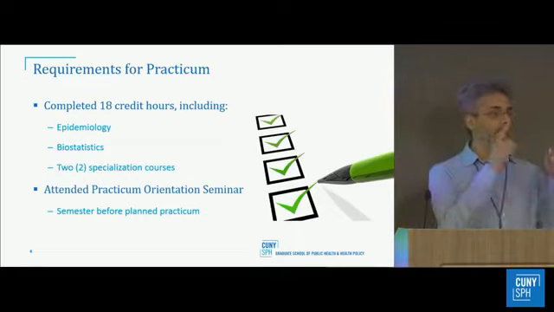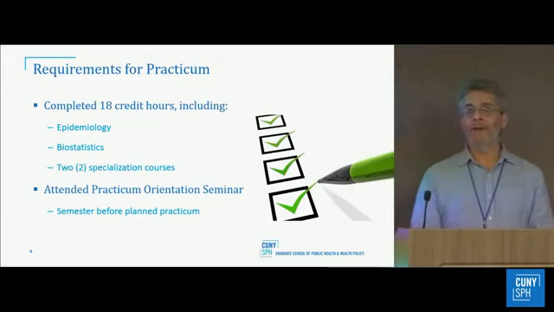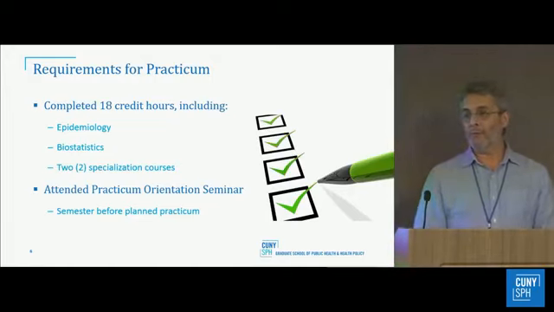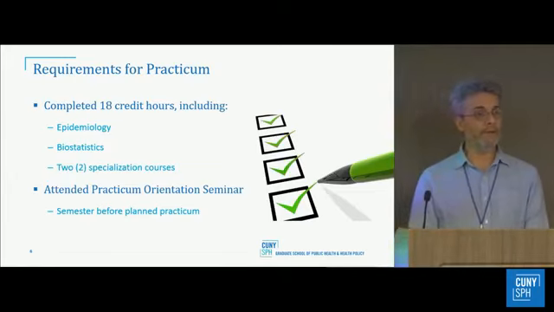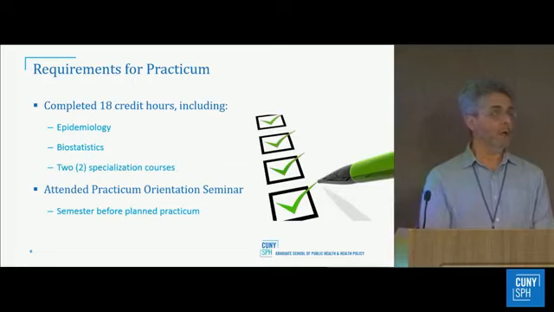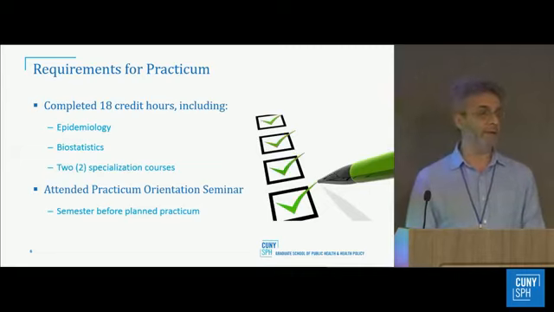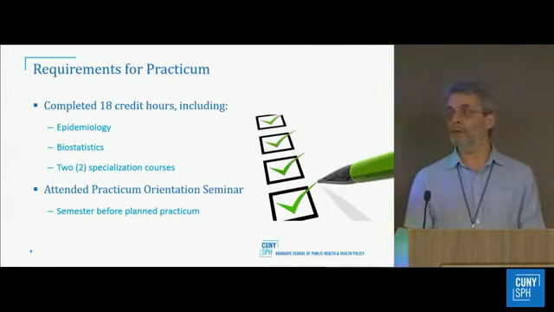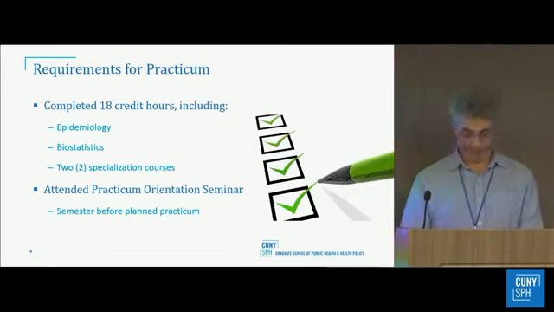You need to complete 18 credit hours of work, especially epidemiology and biostatistics, and 2 specialization area coursework. Also, we are going to send information to your CUNY email. Check your CUNY email, because whatever information you're going to receive comes to your CUNY School of Public Health email. Orientations will be scheduled when the time comes, and you will be required to attend orientation a semester before the planned practicum.